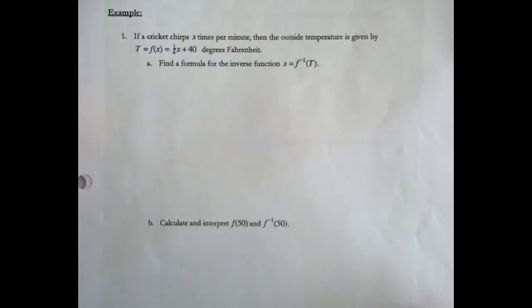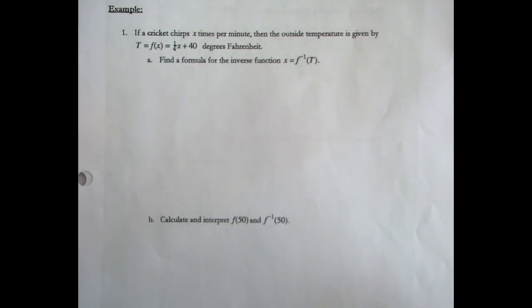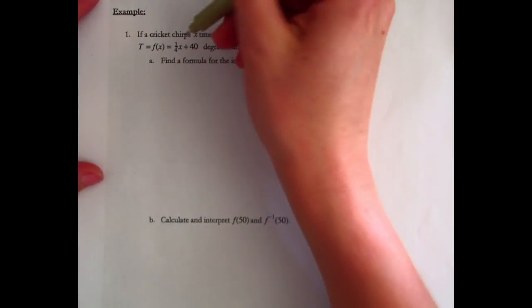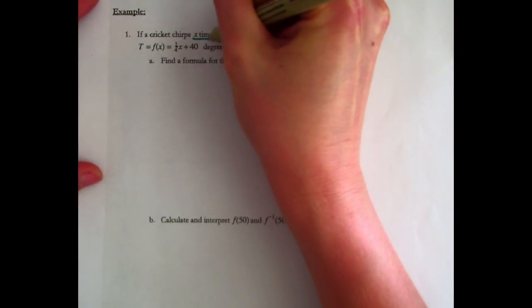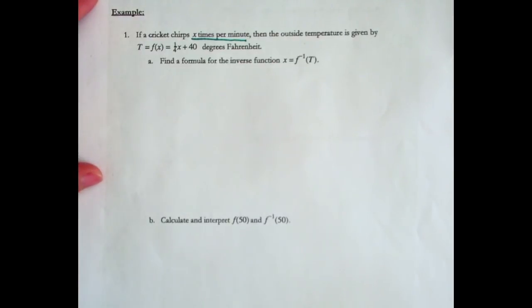So, this problem says, if a cricket chirps x times per minute, then the outside temperature is given by T equals f of x equals 1/4 x plus 40 degrees Fahrenheit. So, super important is to recognize our variables and the units of our variables. Very important in a word problem.